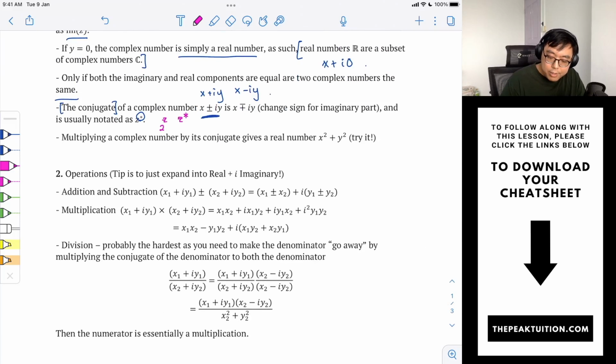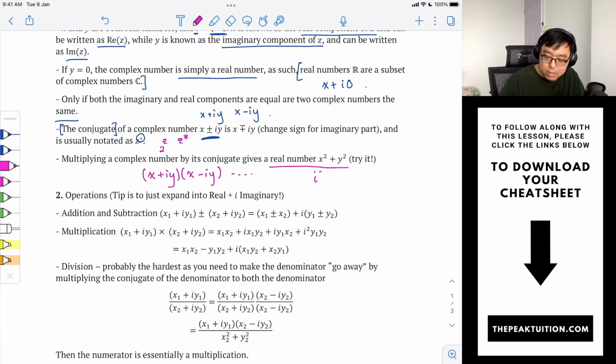When we multiply a complex number with its conjugate, you get a real number, x squared plus y squared. So it's x plus iy multiplied by x minus iy, and then you work out the rest. We know that i squared equals minus 1. Go and try this if you have not already done it. Knowing that a complex number multiplied by its conjugate gives us a real number is very useful for us when we try to manipulate complex numbers later on.